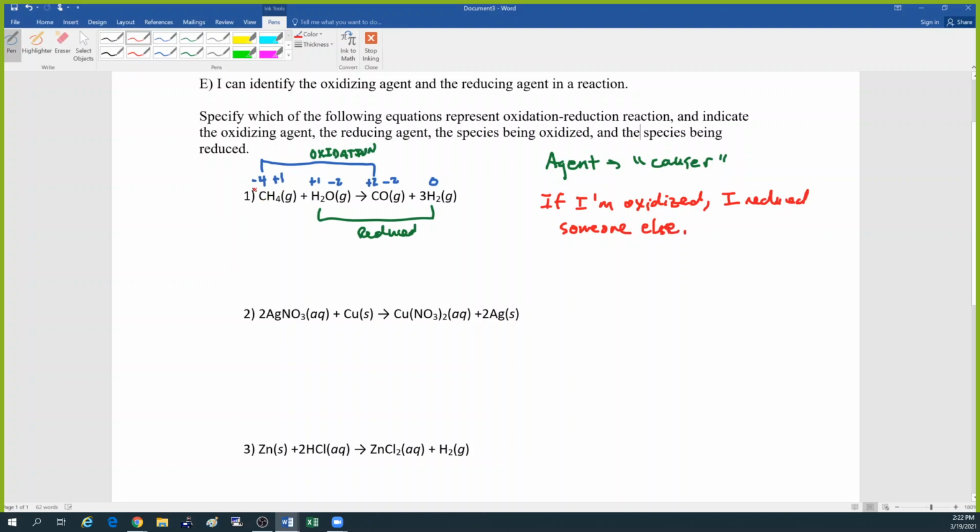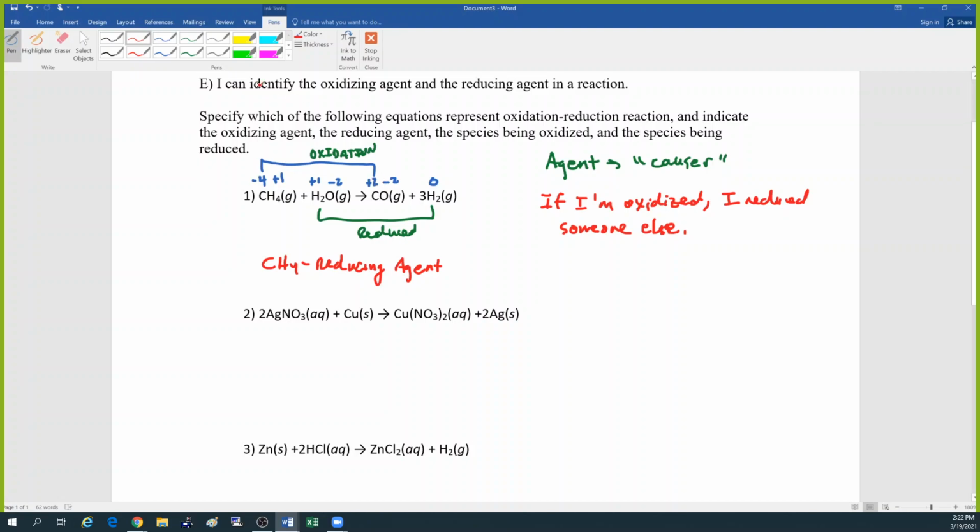So when I look at the methane, now I'm looking at the whole molecule, not just the element, okay? Because an agent is referring to a chemical agent, like as a whole. So when I look at the whole thing, I'm seeing that the methane was oxidized, so that means the methane has to be the reducing agent. Why? Because it reduced somebody else to become oxidized. In other words, my loss of electrons was caused by me giving the electrons to someone else, and that means I reduced them.